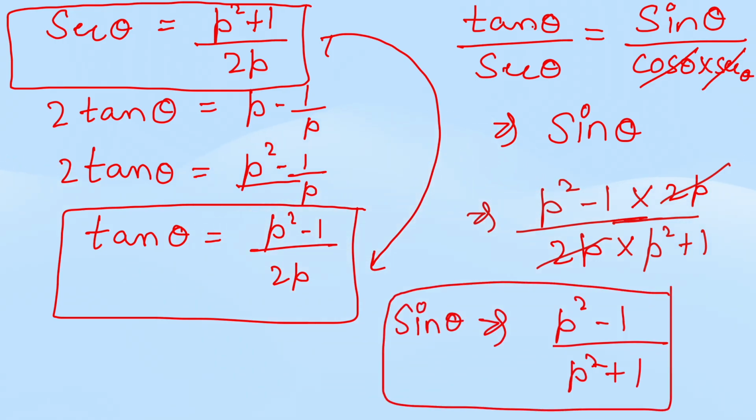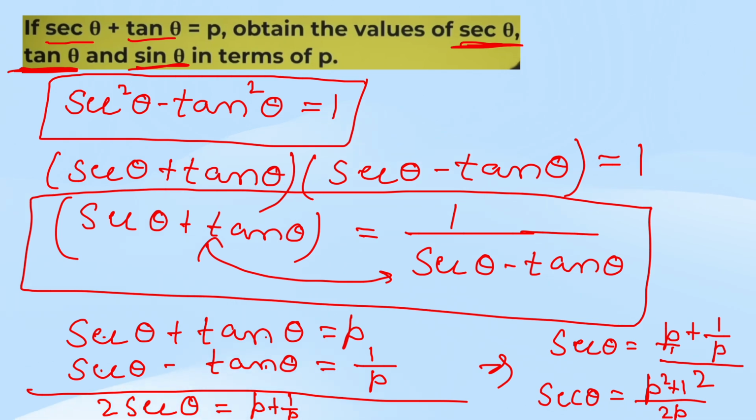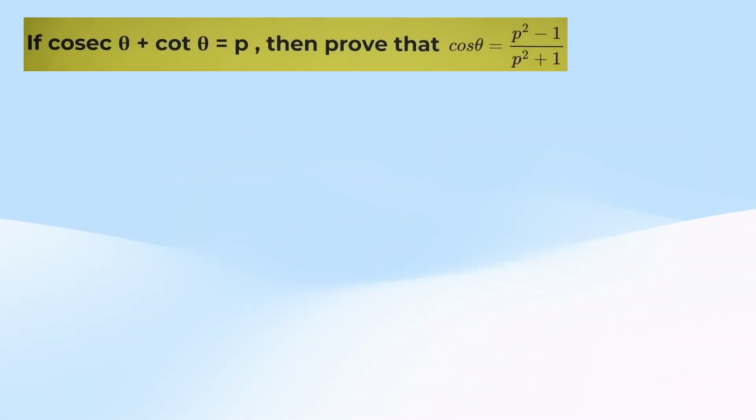Clear? So whenever we have these types of questions, we know that if a square minus b square is equal to 1, then sec theta plus tan theta will be the reciprocal of sec theta minus tan theta. Clear? Then we can add them and subtract them to find the value of sec theta or tan theta. Check out this question. This is also of the same type, but this time cosec and cot are given, and you have to give the answer in terms of p. If cosec theta plus cot theta is p, then prove that cos theta is this much.